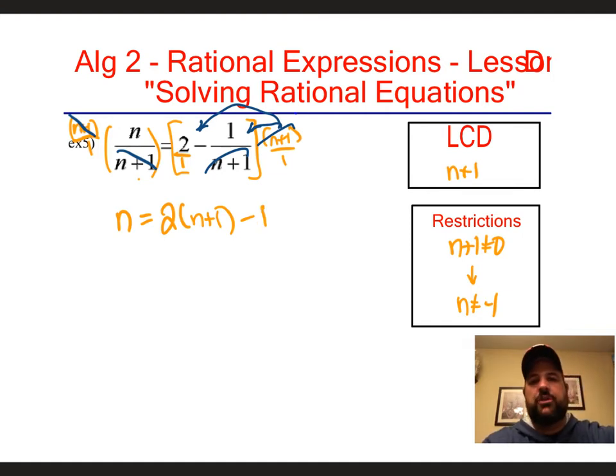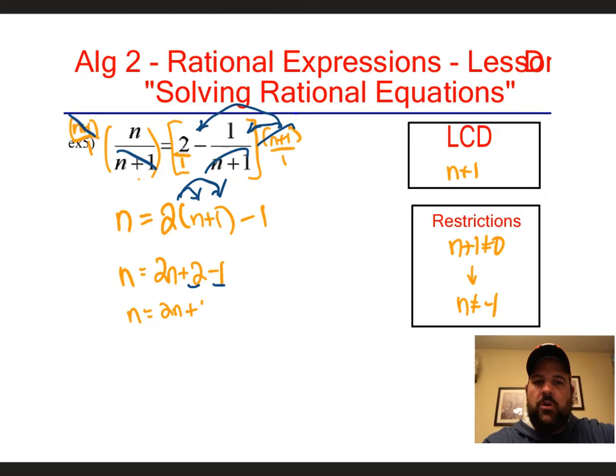So now we're going to distribute here on the right. So we have n equals 2n plus 2 minus 1. We're going to combine our like terms on the right. So we get n equals 2n plus 1. And we're going to subtract the variable over. So we'll subtract the 2n.